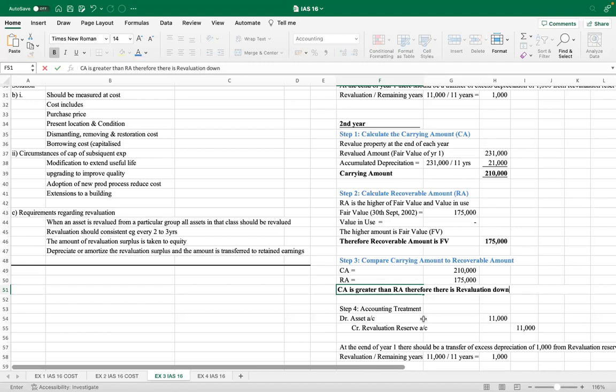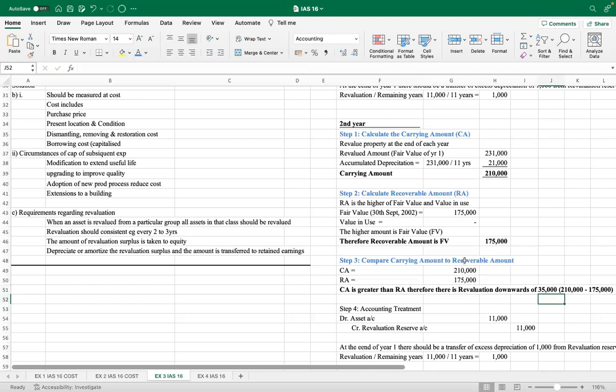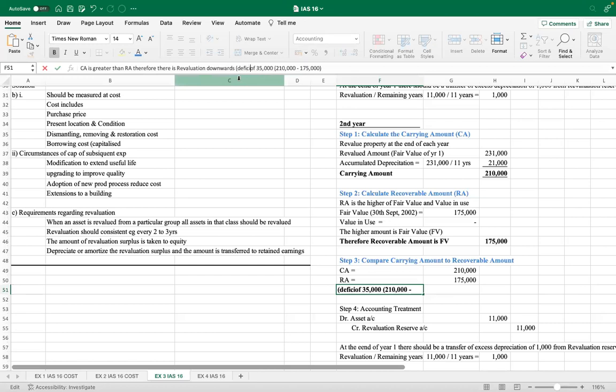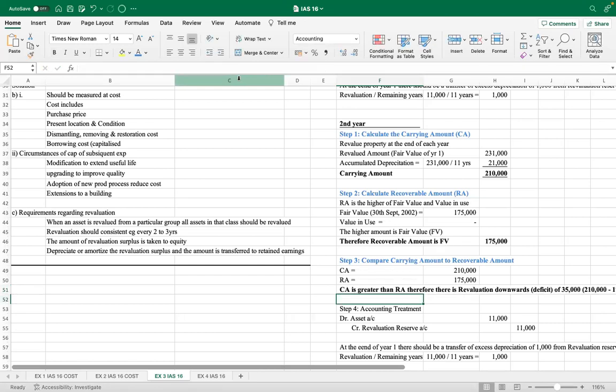Revaluation downwards of 35,000. How did I get 35,000? I take 210,000 as the carrying amount and I minus recoverable amount of 175. So the revaluation, remember in example 1, there was a revaluation upwards, surplus. Now there is a revaluation downwards or deficit. Revaluation downwards, also called deficit. Now, of 35,000. Next step is step 4.